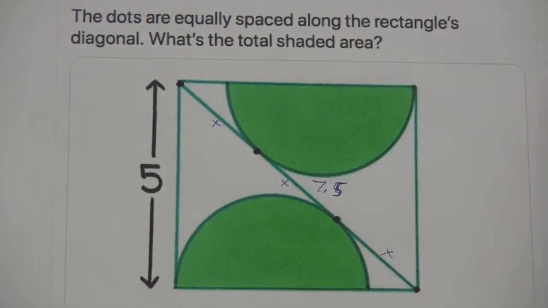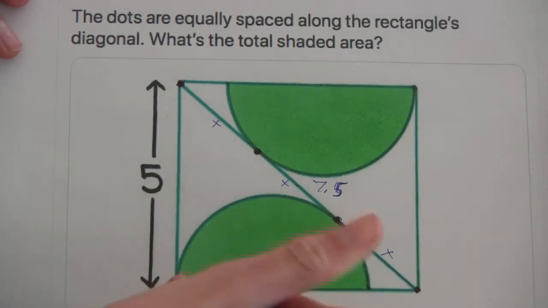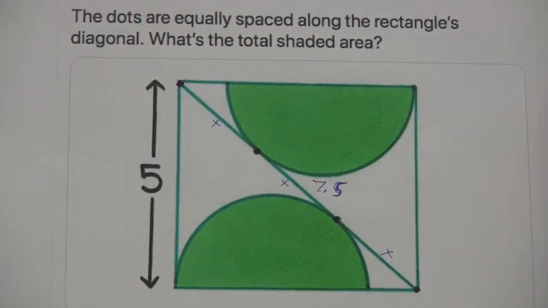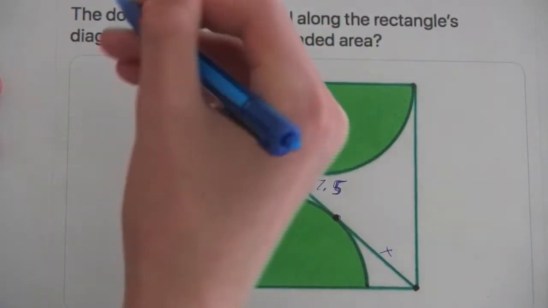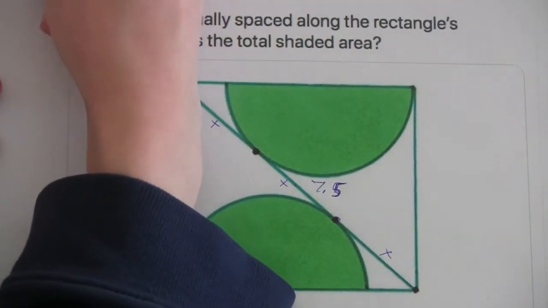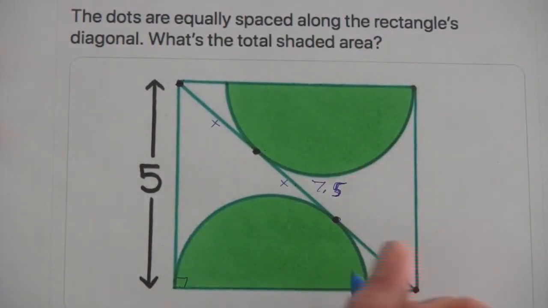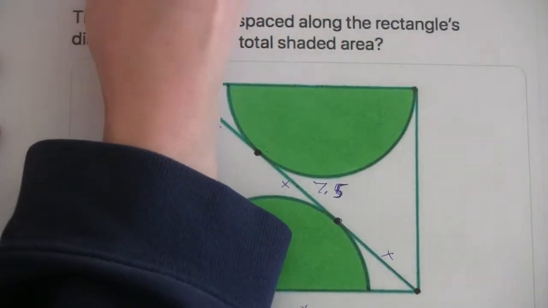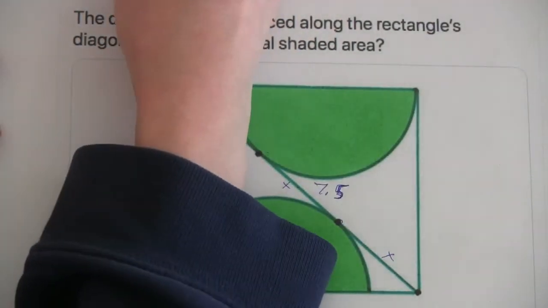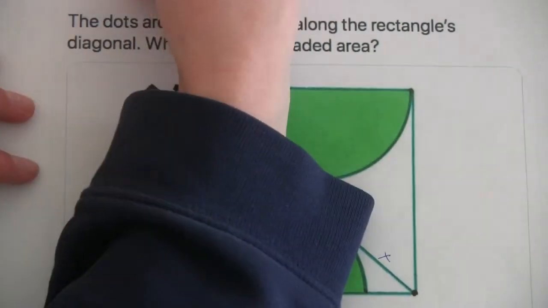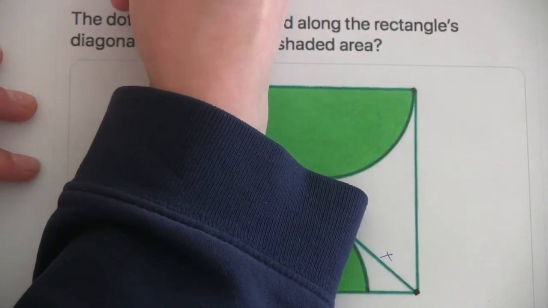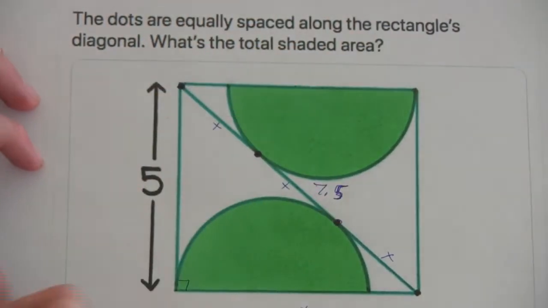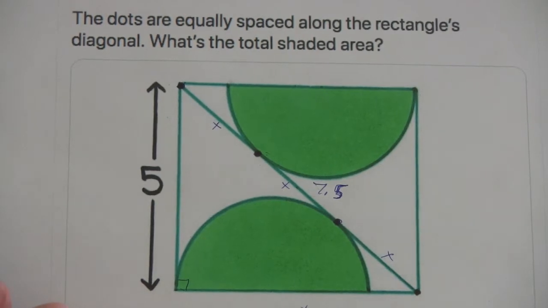From this, I found the length of the rectangle. So, since this is a right angle, we can use the Pythagorean Theorem. 5 squared plus, I can call this y, y squared equals 7.5 squared, or I guess 15 halves squared. Yeah, I think 15 halves is probably better.